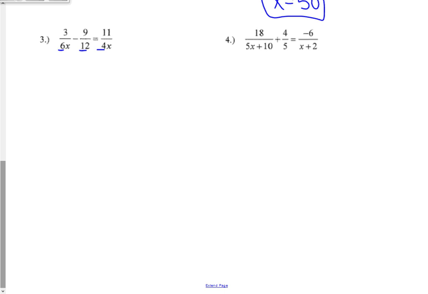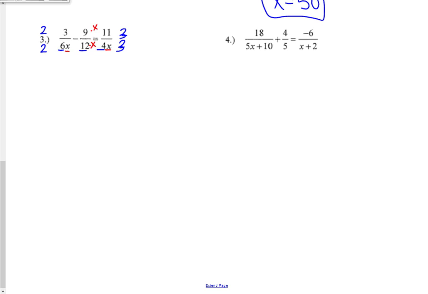So to get 12, I'm going to have to multiply this first fraction by 2 on the top and the bottom, and I'm going to have to multiply the last fraction by 3 on the top and bottom. I'm multiplying by 2 because 2 times 6 is 12. I'm multiplying by 3 because 4 times 3 is 12. So now all my denominators have 12, but all my denominators also need to have x so they can be the exact same. So I'm going to have to multiply this second fraction by x.